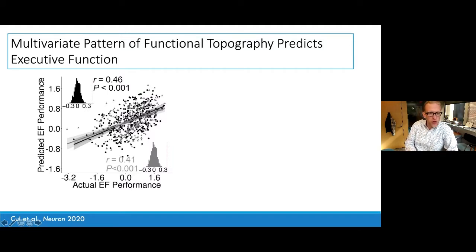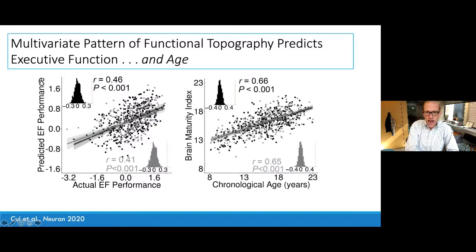And while this was cool, and we knew that the overall real estate of networks wasn't changing with age, we also tried this with age just to see whether it would work. And we didn't expect it to work given the previous results. And so to our surprise, we found that we could actually predict age even better than executive function, correlations above 0.6 in both halves of the data. And this was initially confusing because we knew that these networks weren't expanding or contracting as kids grew up.